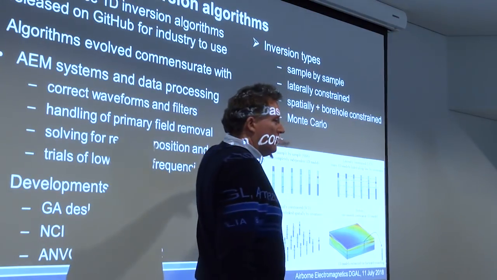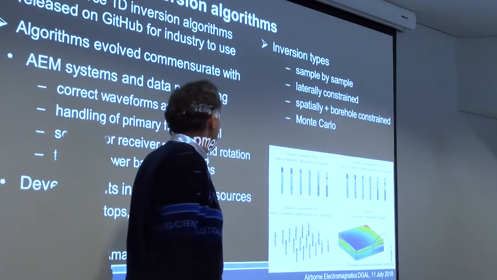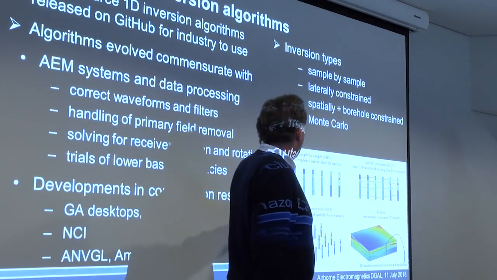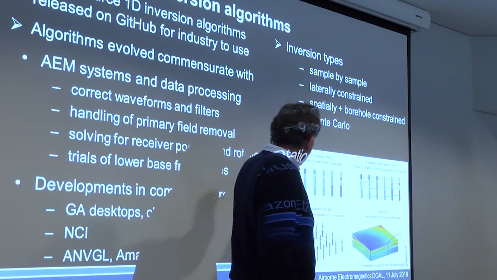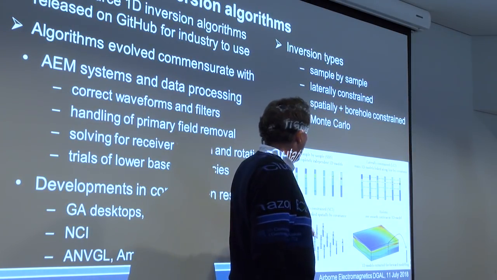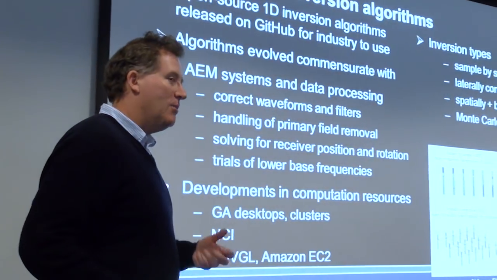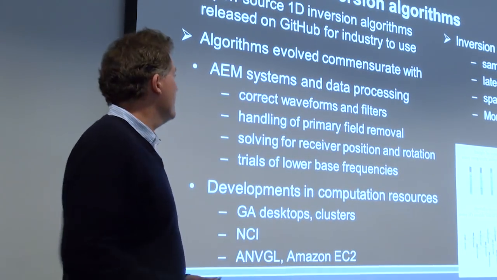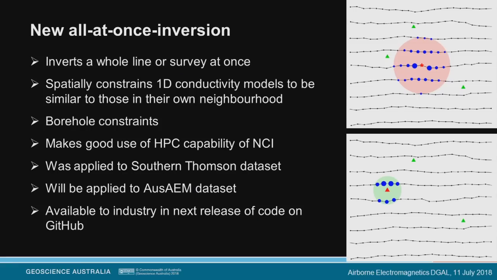We've got a few different types of inversion codes. I won't go through the details of that for this audience, but basically we have codes that can invert individual soundings by themselves, through to codes that invert whole surveys at once, and that's what we've been able to take advantage of the NCI for doing. I'm just going to explain one of our latest developments in deterministic inversion, and then Laurence will take over and talk about some of the new stuff that he's been doing with stochastic inversion.